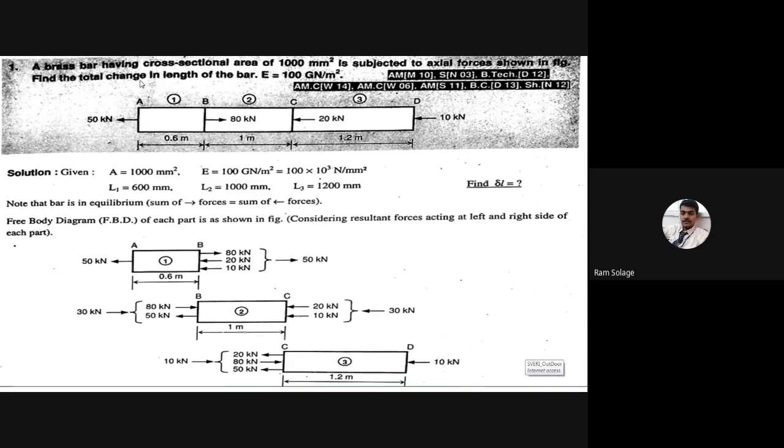Now stop here. Problem statement is written. Diagram is over. Please give me the answer. Yes, sir. Over.